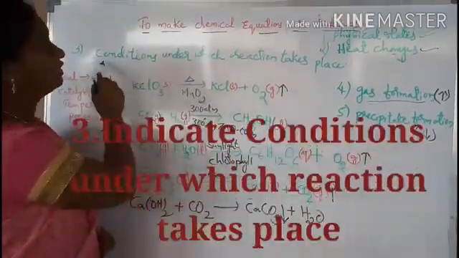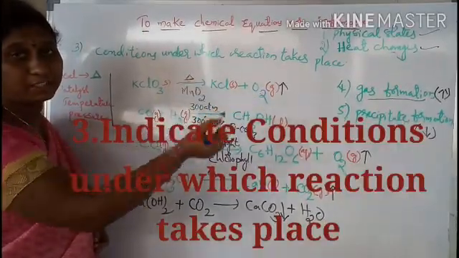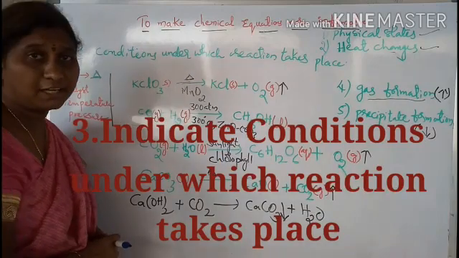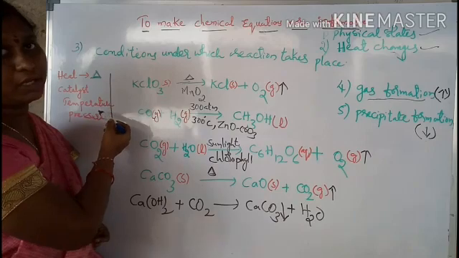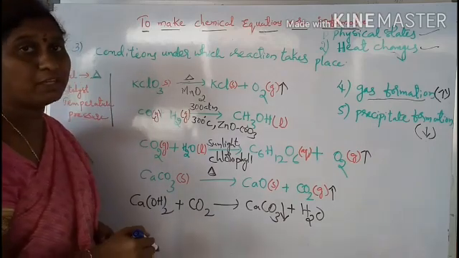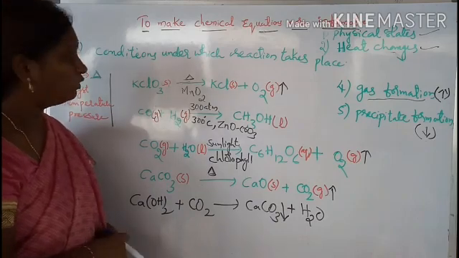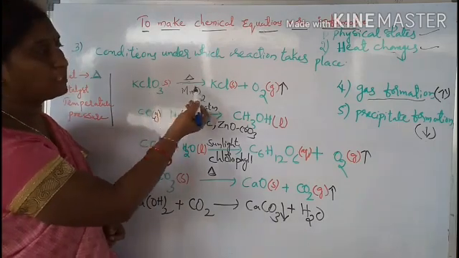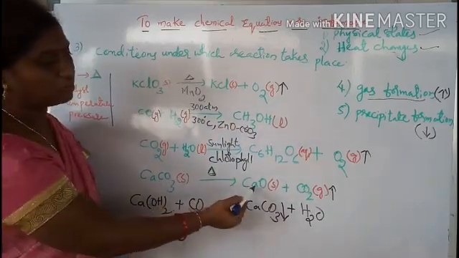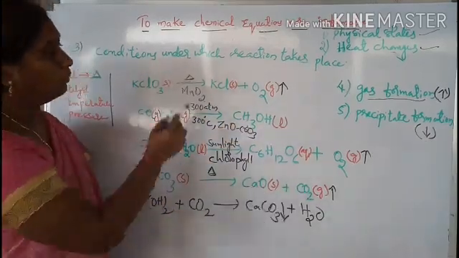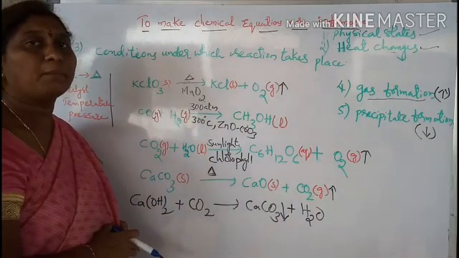Okay students, we will go for the third one, that is conditions under which the reaction takes place. So chemical reactions take place under certain conditions like heat or catalyst or temperature and pressure, and we'll see how we can mention these conditions in a chemical equation to make it more informative. So see here, KClO3, potassium chlorate, splits into KCl and O2, and here CaCO3 splits into CaO and CO2. Okay, both these reactions undergo decomposition in the presence of heat.